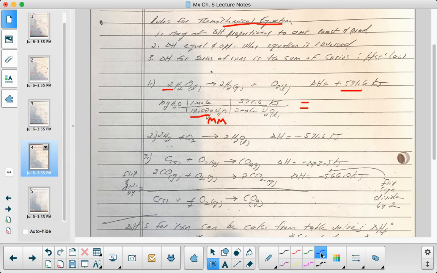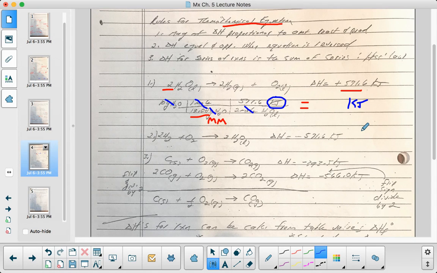And all of my units would cancel. Mole would cancel with mole. Gram would cancel with gram of H2O. And the final unit that would be left would be in kilojoules. Sorry, I did not do that final calculation, but I'm sure you can plug those numbers into your calculator.